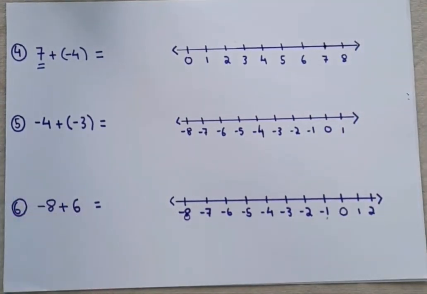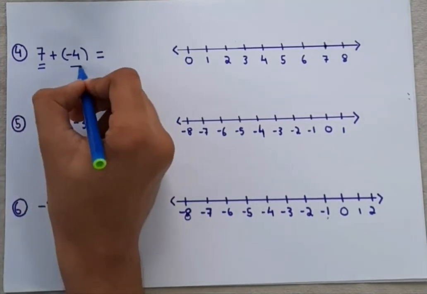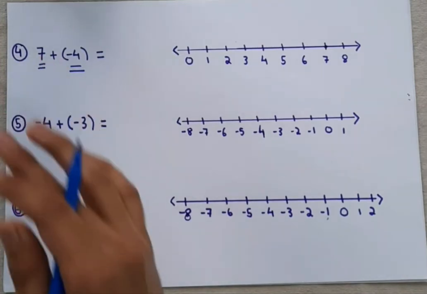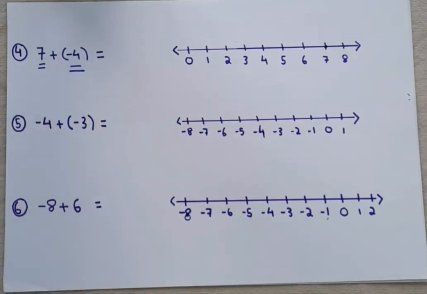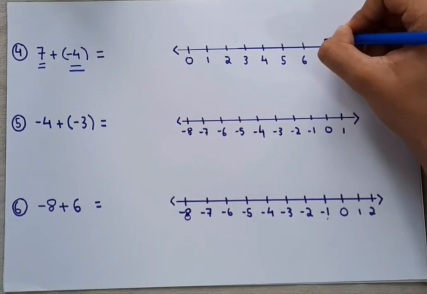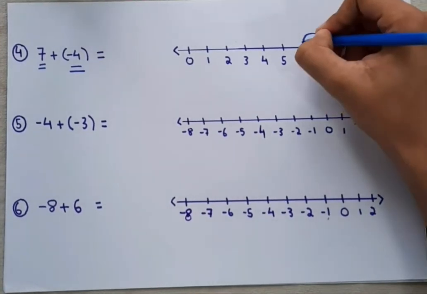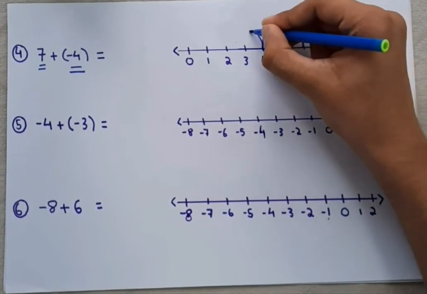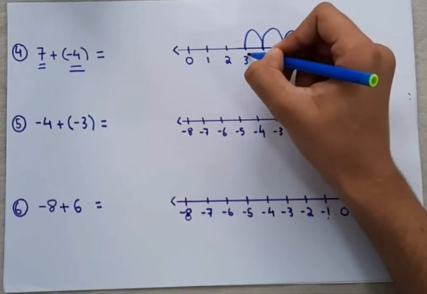And now let's look at the second number. This is minus 4. So minus 4 is a negative number and is being added. And when we add a negative number, we move towards the left of the number line. So we are at 7. We go 1, 2, 3, 4, and we land at 3.